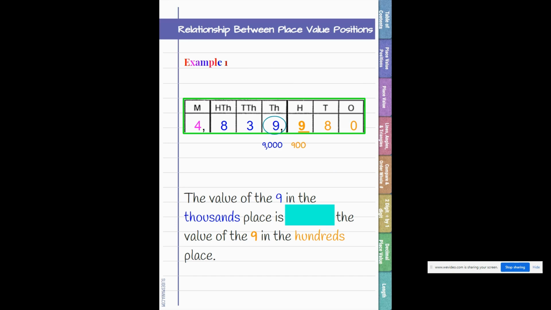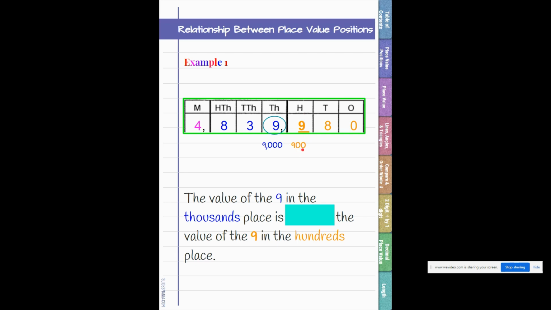In the number 4,839,980, I want to know the value of the 9 in the thousands place is blank the value of the 9 in the hundreds place. Well, first of all, let's look at each value. The 9 in the thousands place, its value is 9,000. The 9 in the hundreds place, its value is 900.